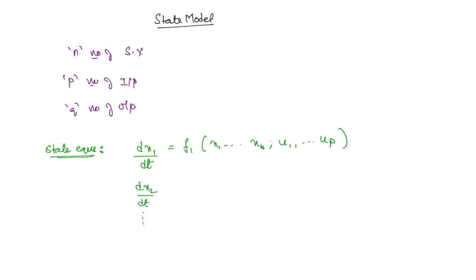So in general, for an ith state variable, dxi by dt, you can write as the ith function of x1, x2 and so on till xn, u1, u2 and so on till up. The basic idea is that dxi by dt will depend on all of the state variables as well as the inputs. If it is not depending on any of the state variables, then that particular state variable will not appear in the function. As simple as that.